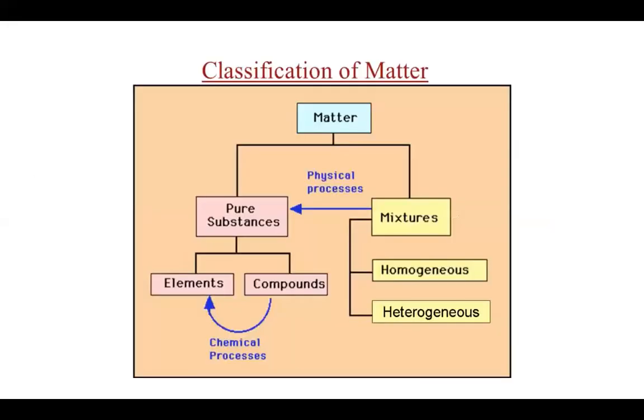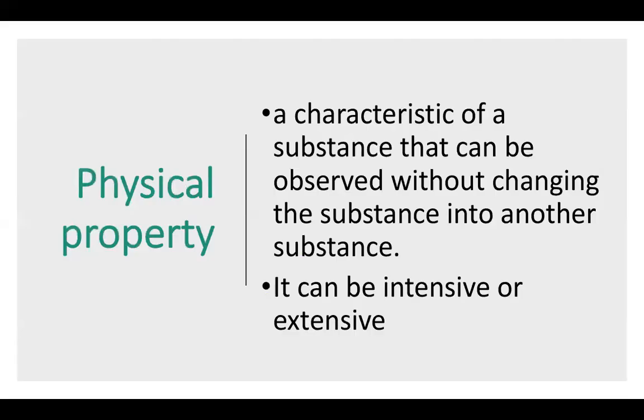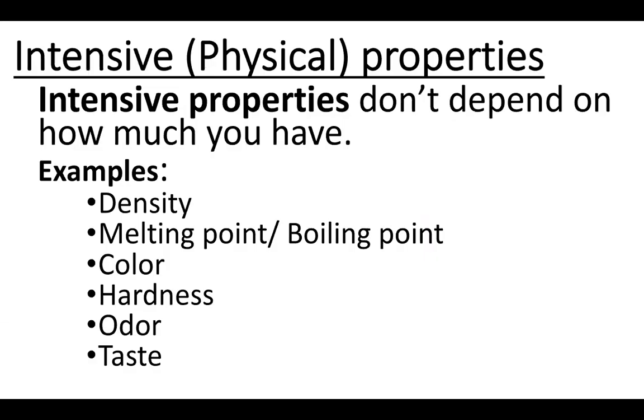Okay, again, this is another picture. I believe this is from the book. All right, so for types of property of matter, we have physical versus chemical. So let's take a look at them. Physical properties are basically things that you can observe without changing it. And it could be intensive or extensive. Let me talk about them.